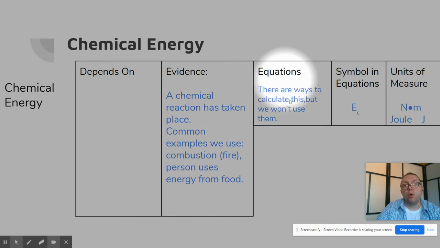Again, there are ways to calculate it. There are equations for it. We are not going to use them in this class. We have to limit some things. The symbol for this in equations for us, we're going to say E for energy, subscript C for chemical.